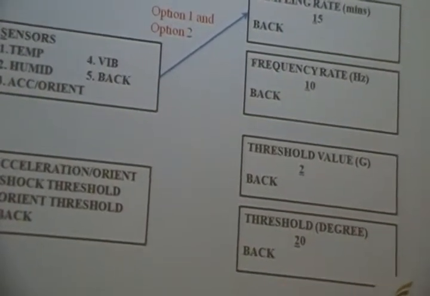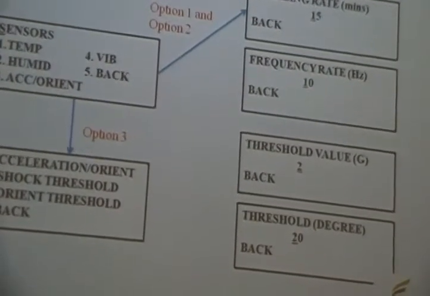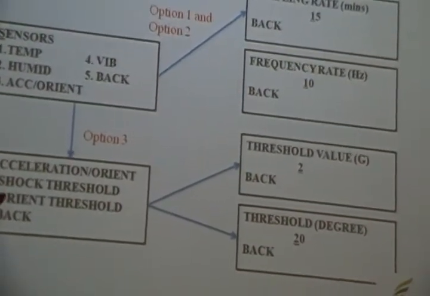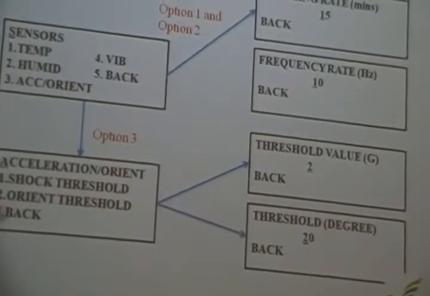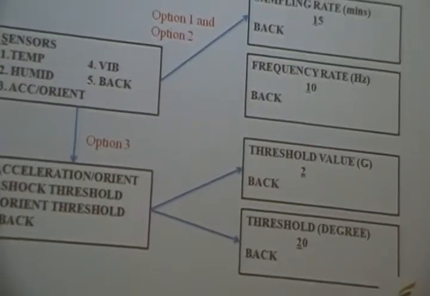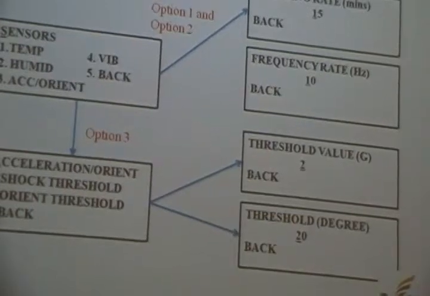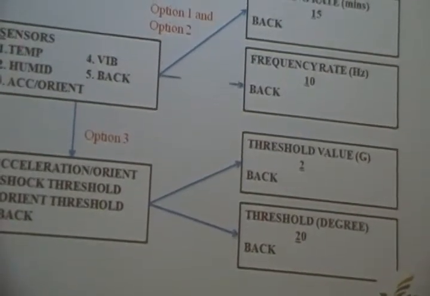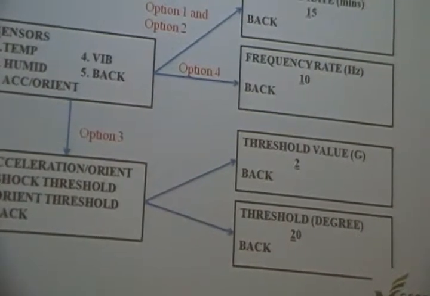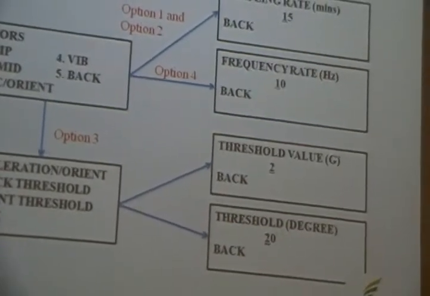But if the user decides to go with option 3, which is acceleration and orientation, this screen will be displayed, and then the user will be choosing either to change the threshold for shock from 2G to 16G in increments of 1G, or they can change the orientation threshold from 20 degrees to 70 degrees in increments of 10 degrees. And the last option they can choose is the vibration sensor. We have the frequency rate of 10 Hz to 70 Hz in increments of 10 Hz.